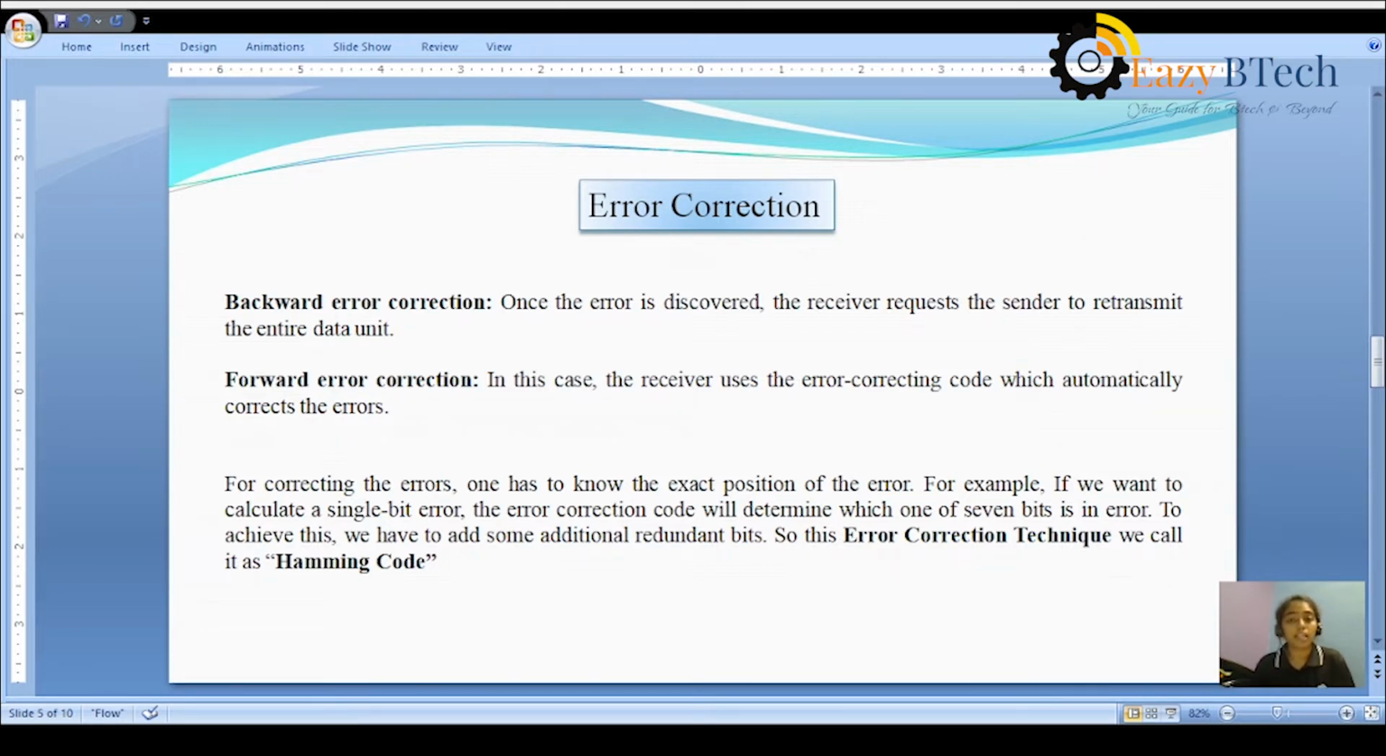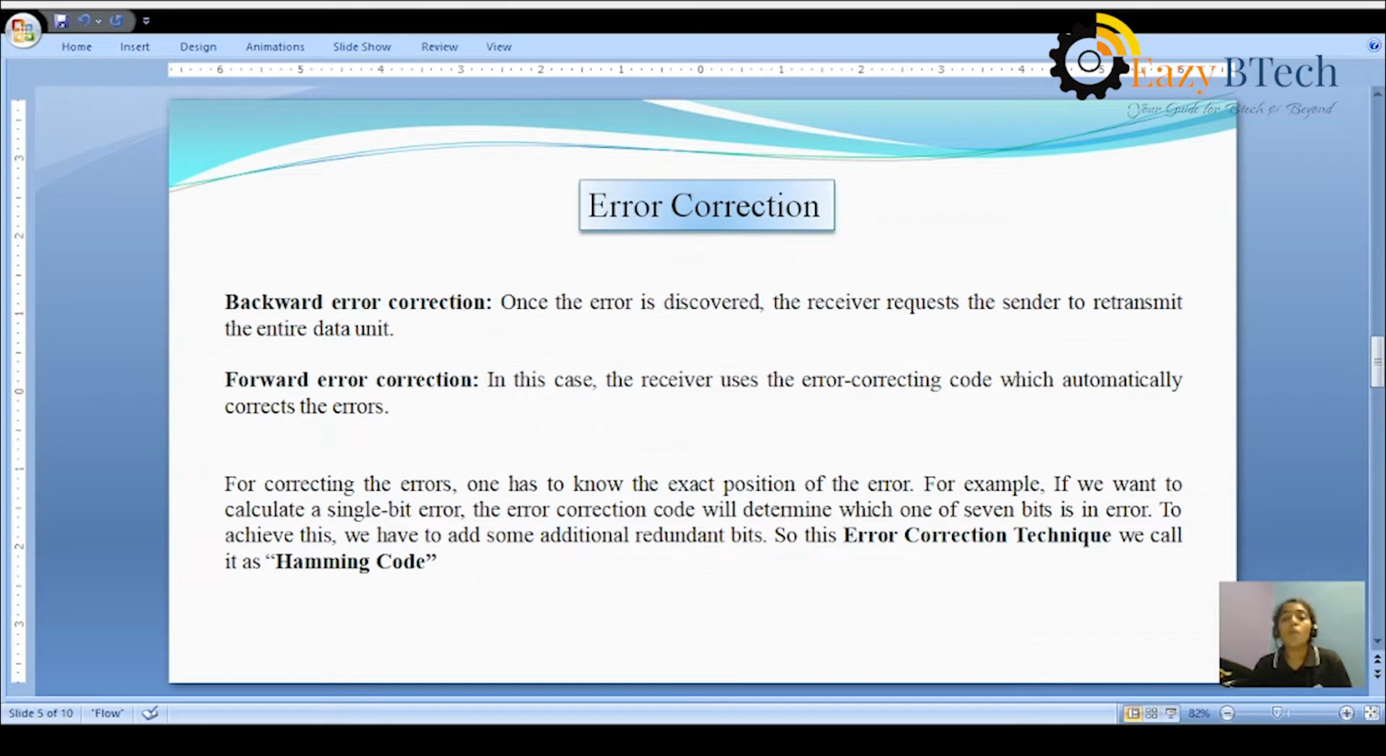Next, forward error correction. Forward error correction means the receiver uses some error correcting code to automatically correct the errors. Mainly, error correction uses this forward error correction technique. In this, we have one small thing. If you want to correct the errors in a data unit, you have to know the exact position of the error.